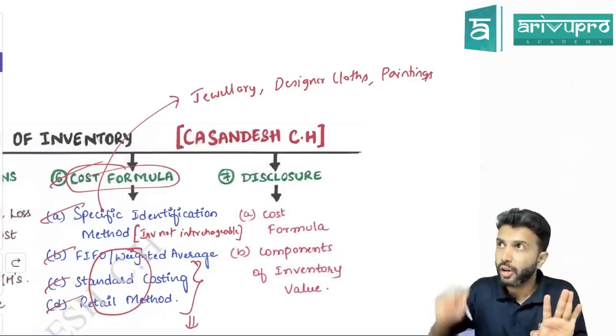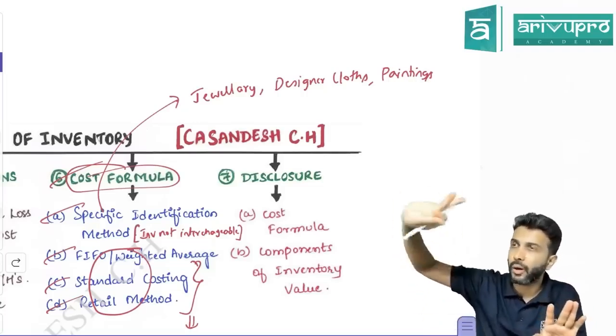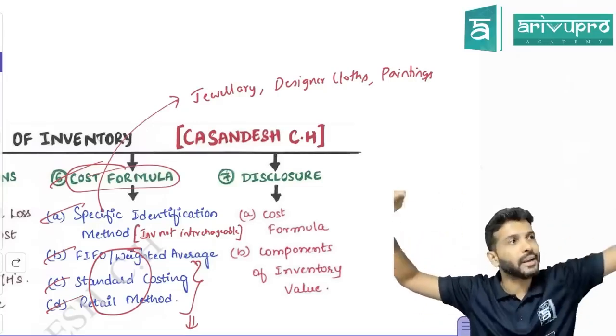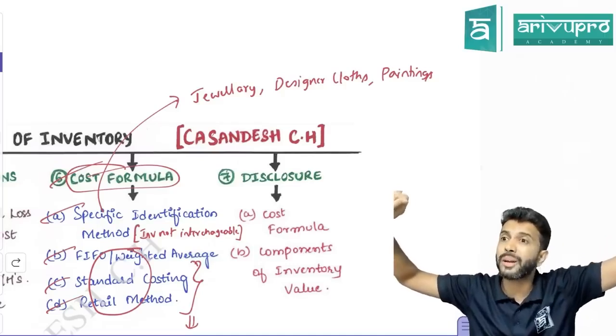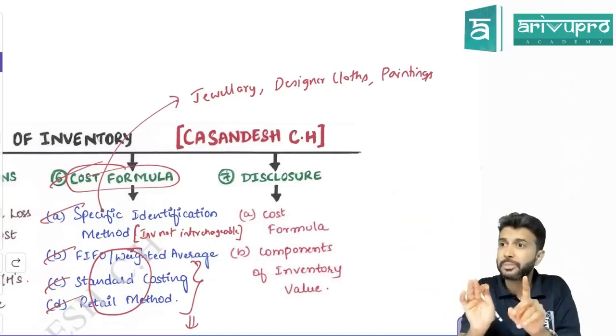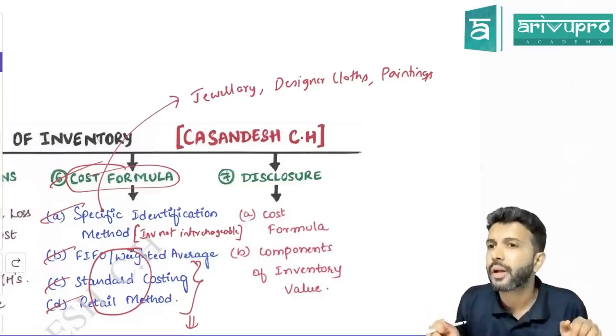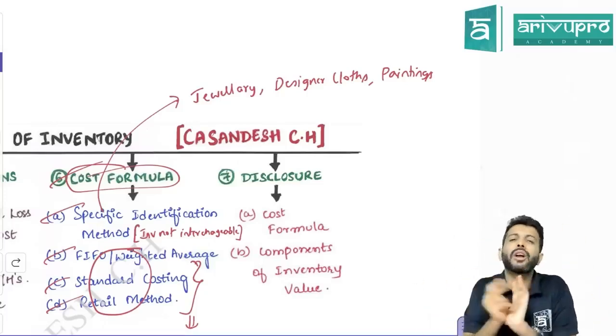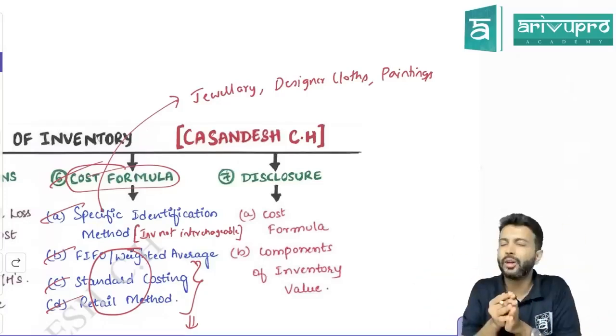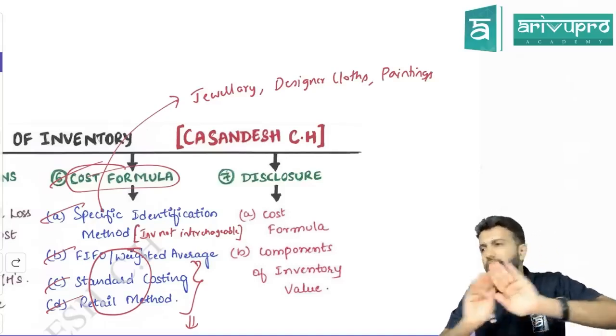Both are different. So painting number 1's cost has to be valued separately. Painting number 2's valuation also has to be done separately, because they are not interchangeable. Whether you buy painting number 1 or painting number 2, they are very, very different. So if inventories are not interchangeable, you cannot value them under FIFO, LIFO and so on. You have to value them separately.